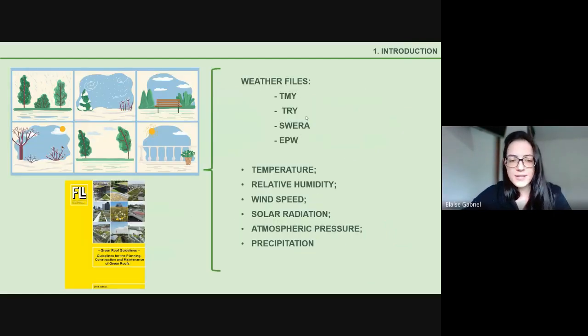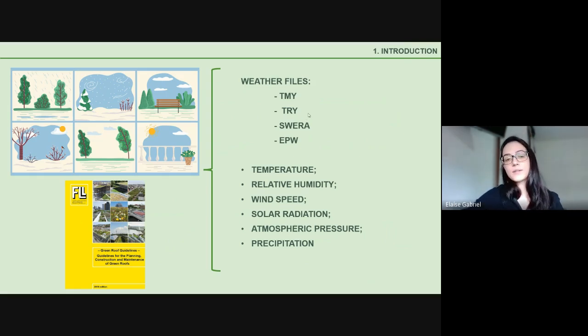So in order to investigate these potential benefits, we also need to consider the climate in which the system is located. And to do that, we need also to use weather files. So weather files can take different formats, such as the test reference year, the typical meteorological year, and they are composed of data corresponding to 12 months of different climatic parameters, such as temperature, relative humidity, solar radiation, wind speed, precipitation, atmospheric pressure. And these values, the data monitored, is derived from long-term data sources.